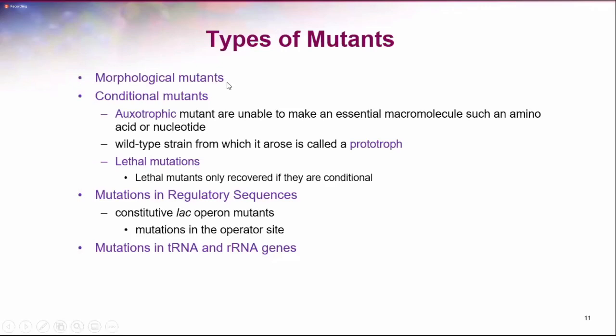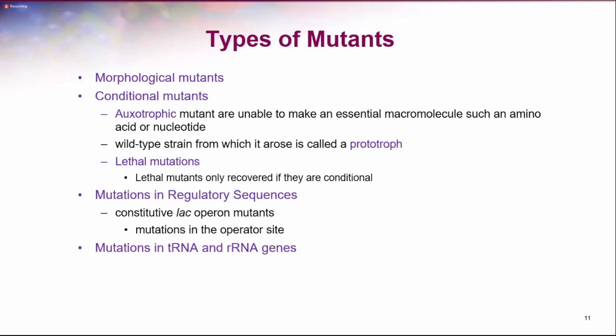We can have morphological mutants. These are mutants that look different. So there's something about them that you could see phenotypically. It could be maybe the color of cells, like you could have Serratia marcescens cells that are forming either white colonies versus pink colonies, right? So those could be morphological mutants, or you can have cells that have flagella versus no flagella. Right, so you can see that.